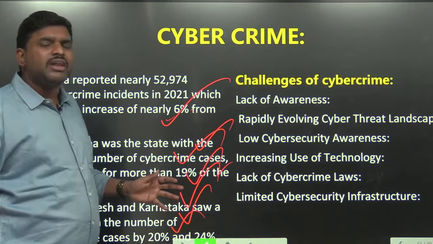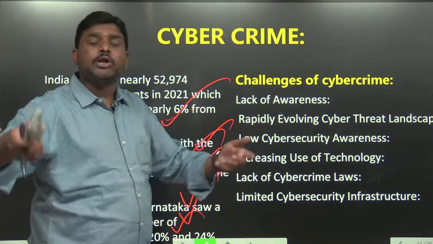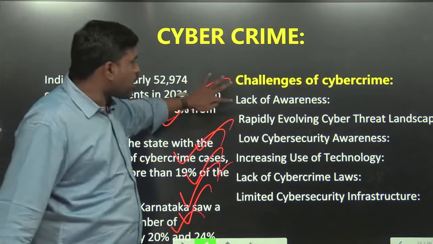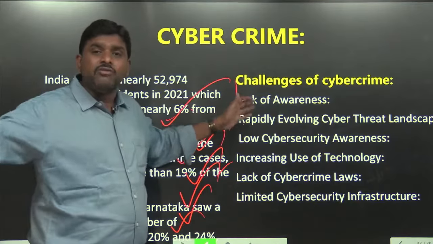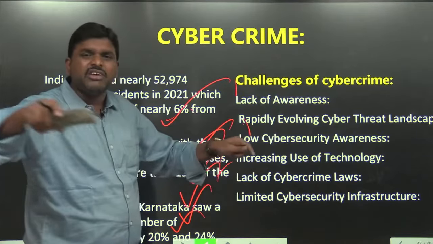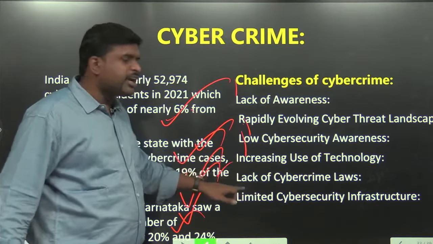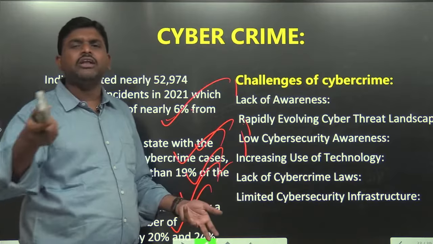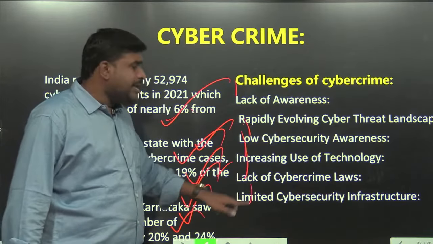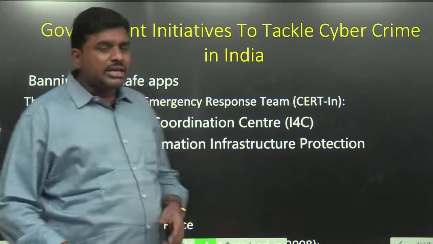What are the challenges? Why do cyber crimes happen? Lack of awareness. We share our passwords. We give our laptops. Sometimes we open our Gmail and give our laptops, and they can misuse it. Rapidly evolving cyber landscape. Low cyber security awareness. We don't have any firewalls. Our passwords are not strong. Increasing use of technology. Wherever you want to enter, we want Google now. Lack of cyber crime laws. Limited cyber security framework.